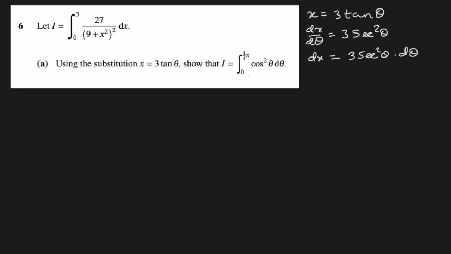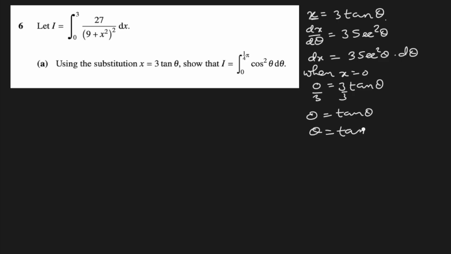Now we have to change the limits. So let's talk about this 0 first. So when x is 0, what will be theta? So 0 equal to 3 tan theta, and if we divide both sides by 3, 0 equal to tan theta, and theta will be tan inverse 0. So tan inverse 0 is 0, so we get the angle also equal to 0. Second limit is 3.